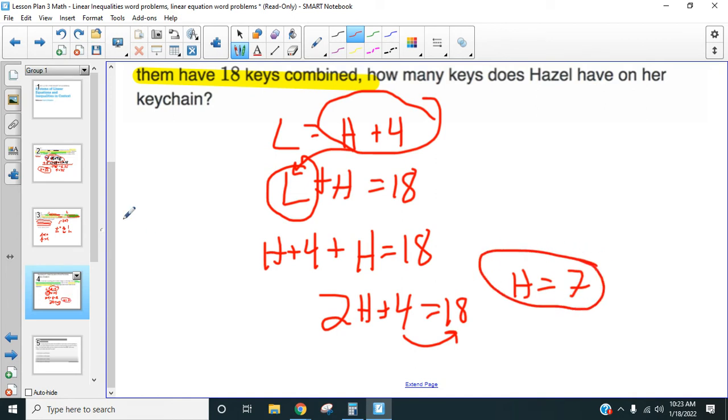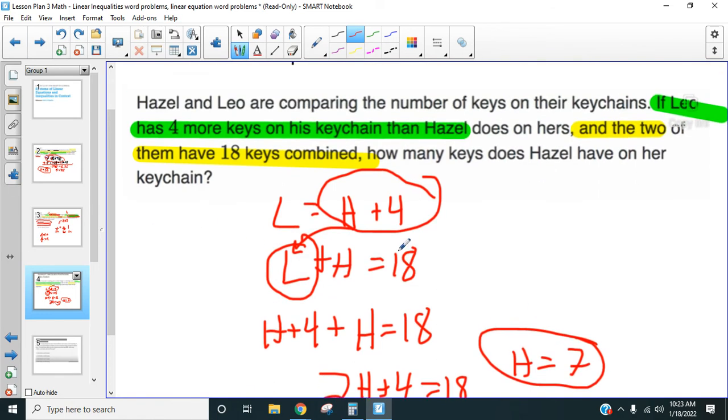Hazel has to have 7. Right? If Hazel has 7, then if they somehow ask for who is it, Leo? Leo would have 11, right? 11 and 7, they work. Okay, questions there on that one?